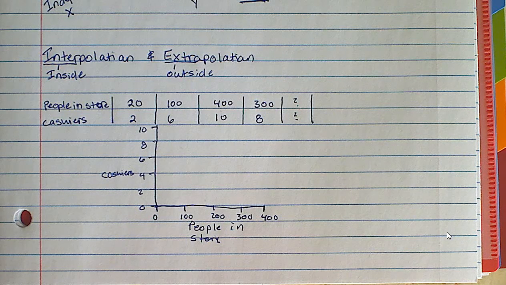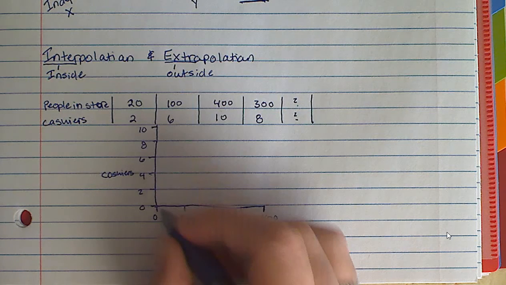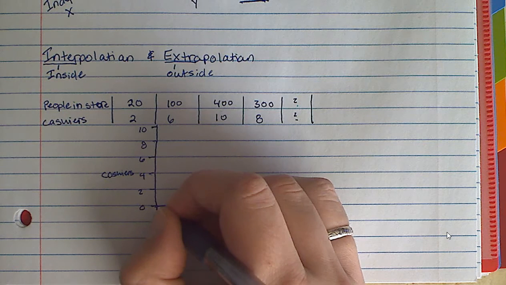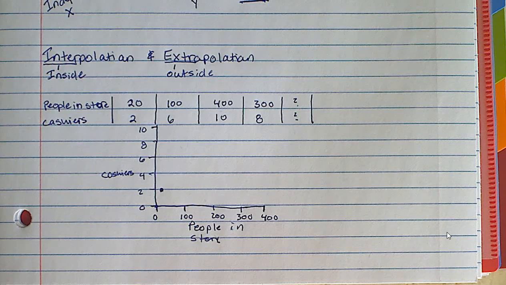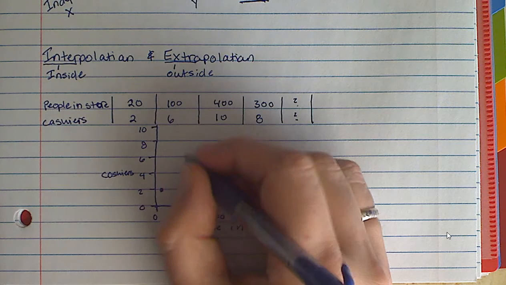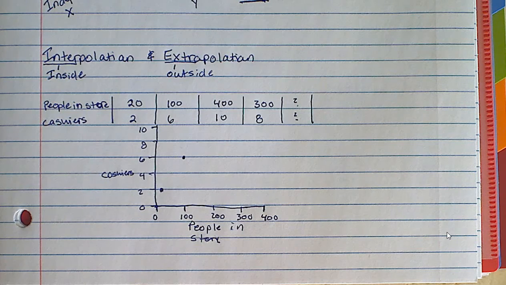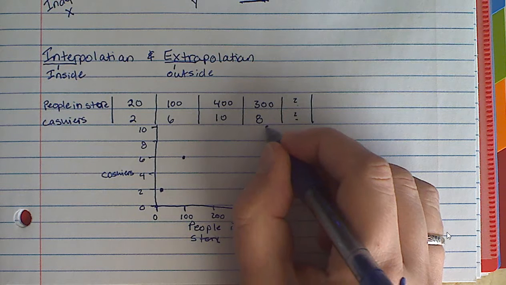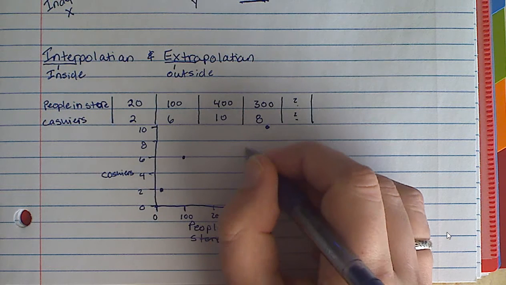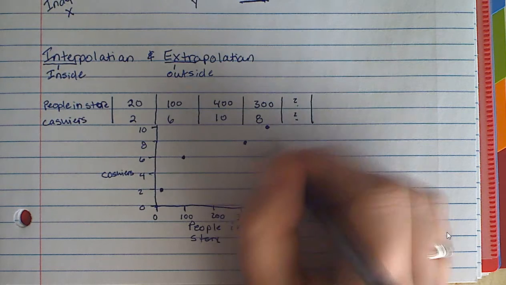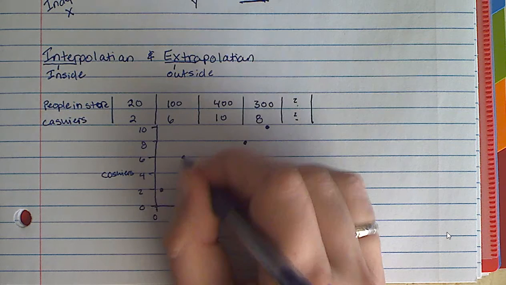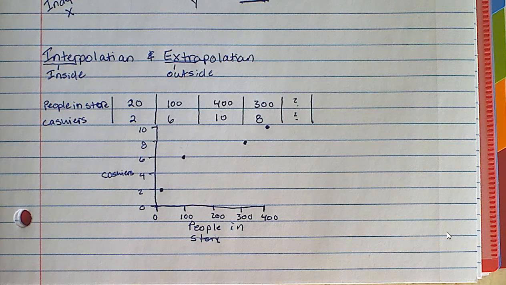You guys with me so far? So I'm going to plot my points here. My first point is 20, which is in between 0 and 100, but it's really close to 0. My first point is 22. My next point is 106. And then I've got 410. And then I've got 308. So I've got this nice, neat little scatter plot here.